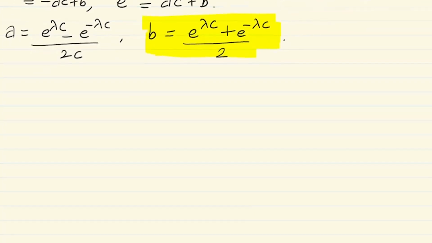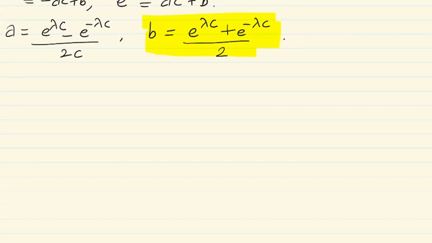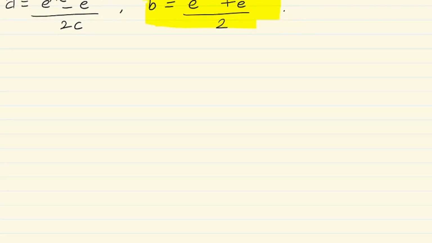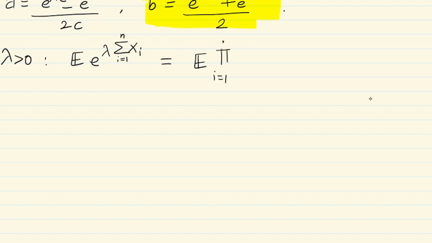Okay, so now let's continue with our agenda of proving Azuma's inequality. So take any lambda greater than 0. For that, let's evaluate the moment generating function of the sum of xi's. So the expected value of e to the lambda sum of i equal to 1 to n xi splits as the product of the expected values, sorry, the expected value of the product.